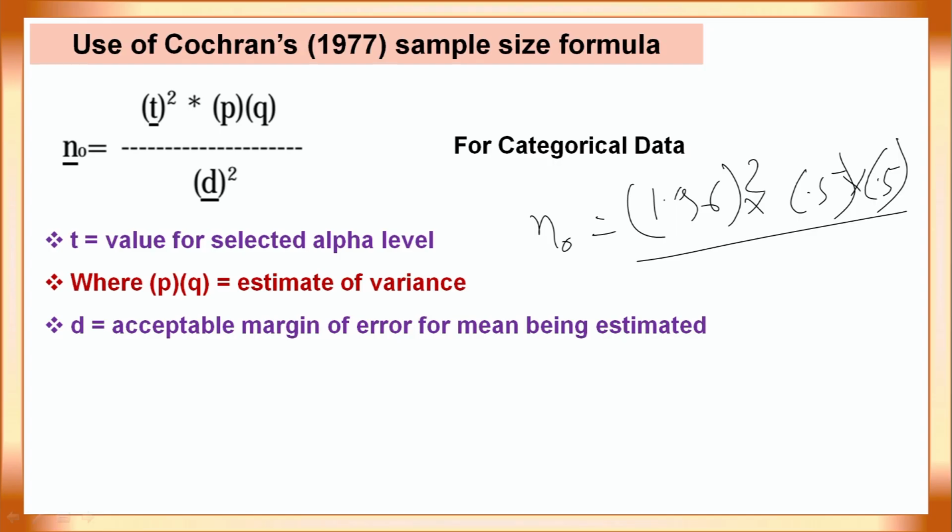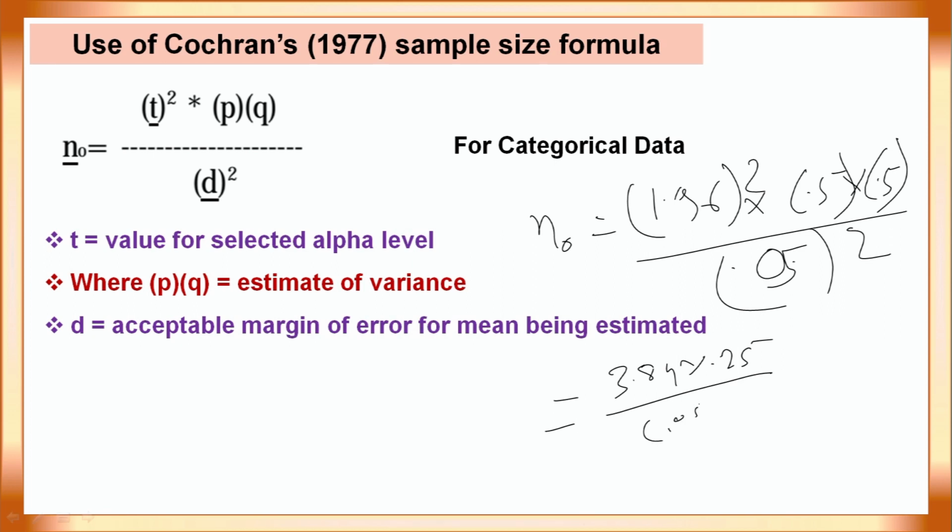Okay. So, now it will be divided by, again, the acceptable margin of error. I told that in case of the categorical variable we generally take 5% level of significance, so it will be 0.05, that whole square. Okay. So, if you calculate this one, you will arrive at 3.84 into 0.25 divided by 0.05 whole square, that means divided by around 0.0025.